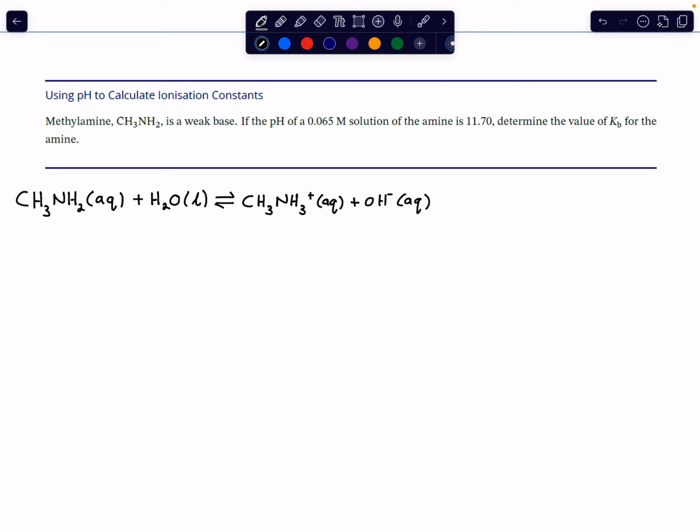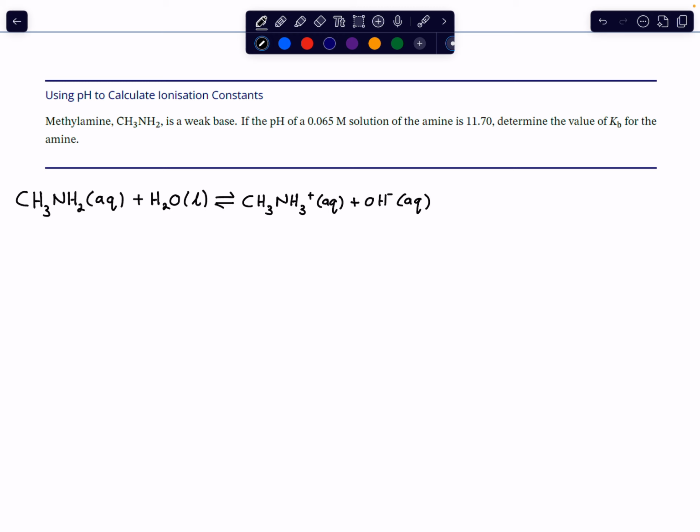Hello everyone, so let's look at how we can calculate the ionization constant of some acids and bases using the pH and the initial concentration of an acid or a base. Specifically in this example, we're given methylamine, a weak base, and we're told that a 0.065 molar solution of this amine has a pH of 11.70, and we need to determine Kb for this amine.